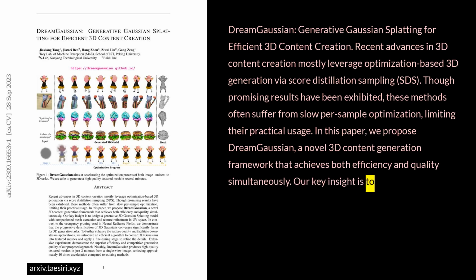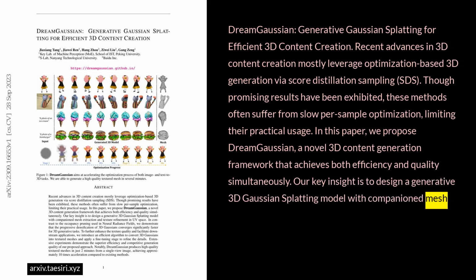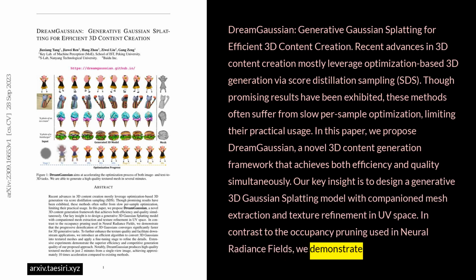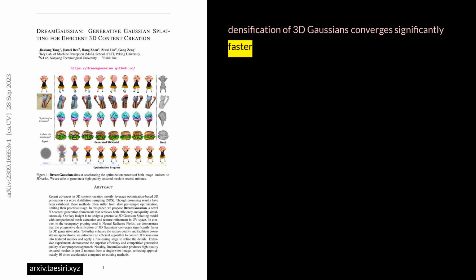Our key insight is to design a generative 3D Gaussian splatting model with companioned mesh extraction and texture refinement in UV space. In contrast to the occupancy pruning used in neural radiance fields, we demonstrate that the progressive densification of 3D Gaussians converges significantly faster for 3D generative tasks.